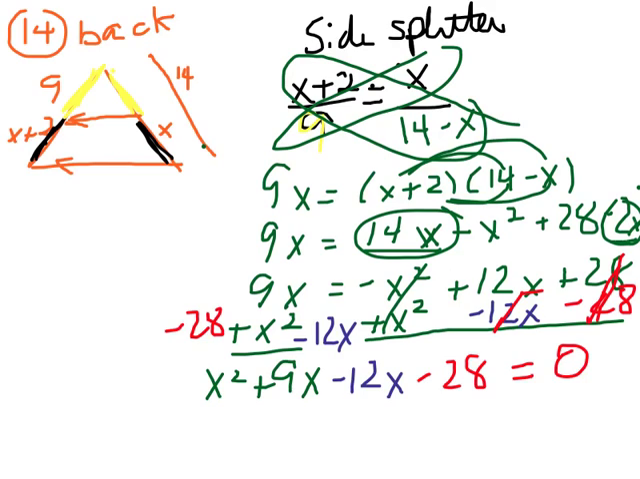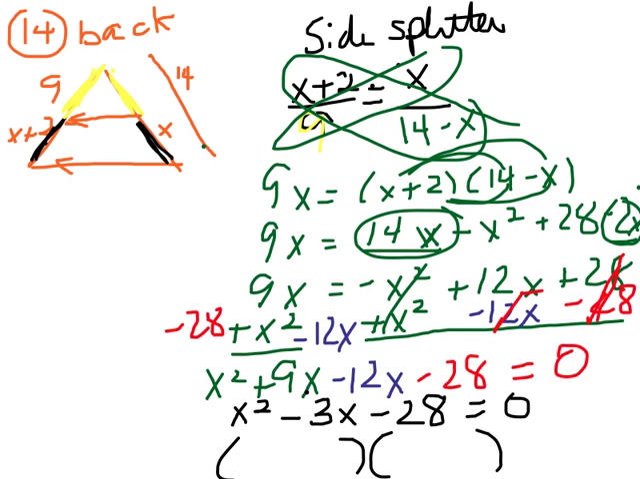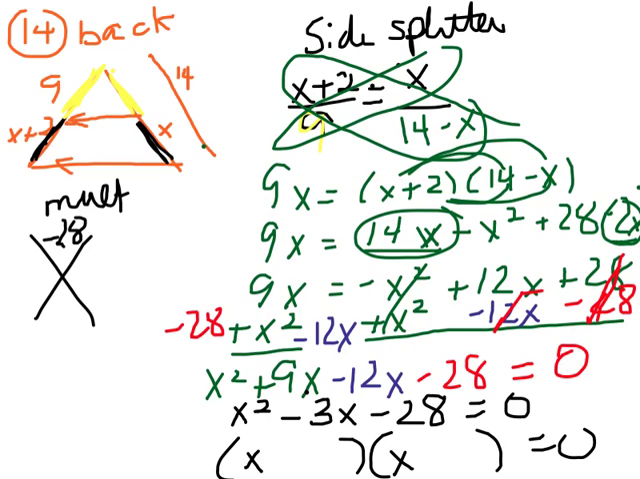Okay, so let's see what happens. X squared, 9x minus 12x is minus 3x. Minus 28 is equal to 0. I think this factors, thankfully, because to get x squared, I put an x here and an x here. If you remember the little device we used last year to help us if we were stuck, I'm trying to find two numbers that multiply to give me the number on the end, negative 28, and at the same time, those two numbers had to add up to negative 3.